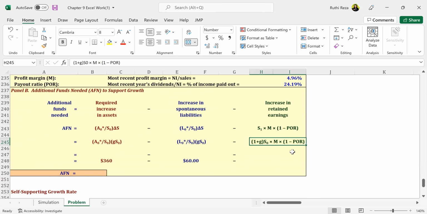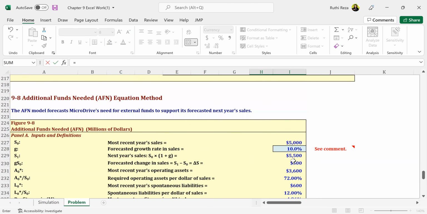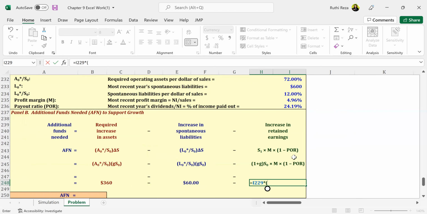Next, so this is your current year sales amount, then your profit margin, and then your dividend payout ratio. So current year sales times profit margin times 1 minus dividend payout ratio.